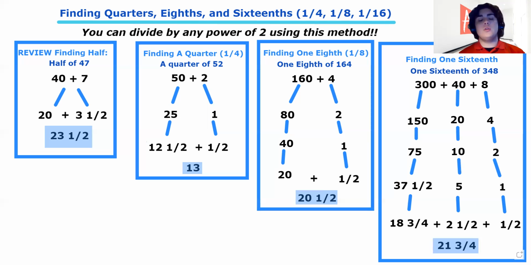Okay, so let's find a quarter of 52. That's the second one on your screen right there. We're going to start off by breaking up 52 into 50 and 2. I'm going to start by finding half of 50 and half of 2. So half of 50 is 25. Half of 2 is 1. But now I have to do it again. So let's do it again.